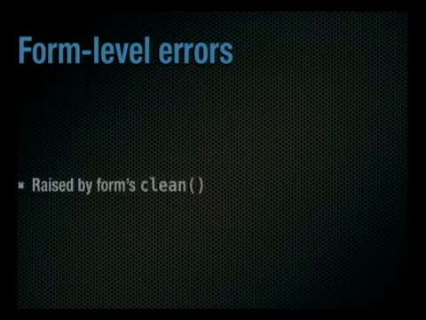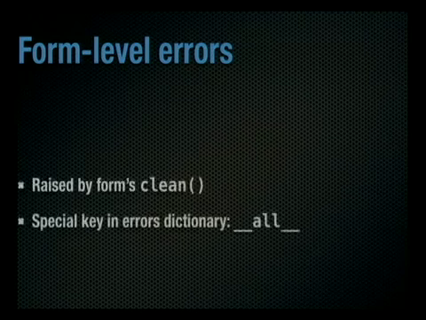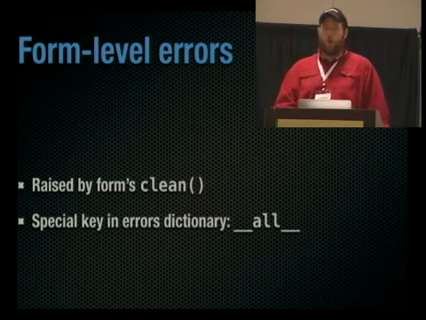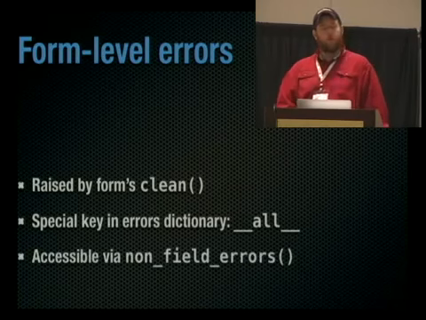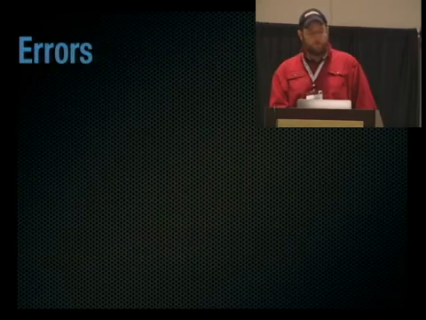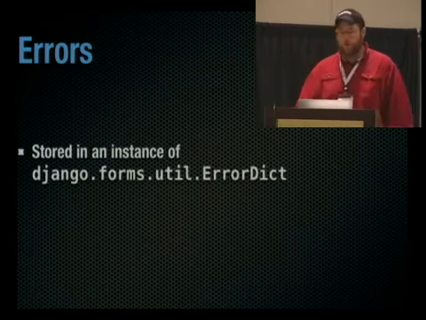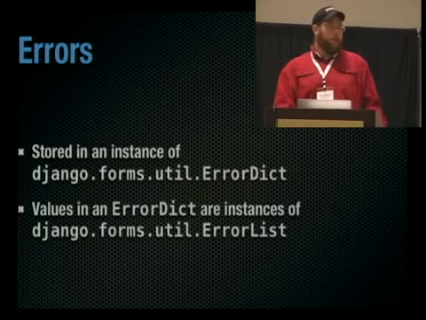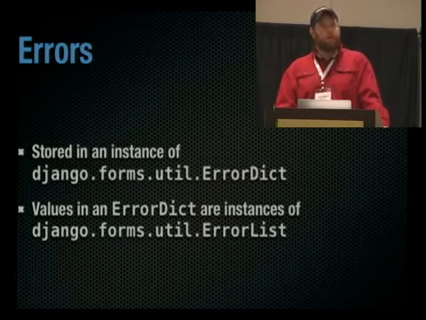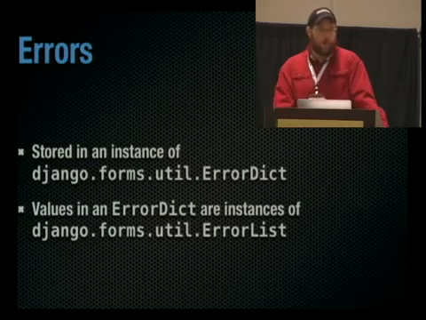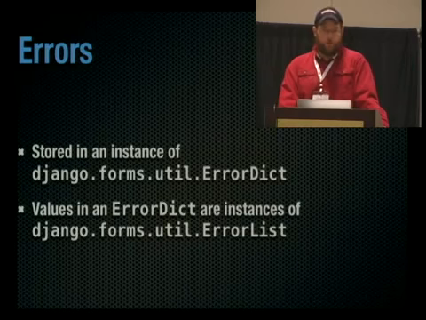This is going to raise some form level errors. There's a special key in the form's error dictionary for this. It's _all. It's also accessible via a method on the form called non-field errors. Errors themselves are stored in instances of error dict, which is fun because each error in there is an instance of error list. So what you end up with is a dictionary where the keys are names of fields or the special form level key _all.